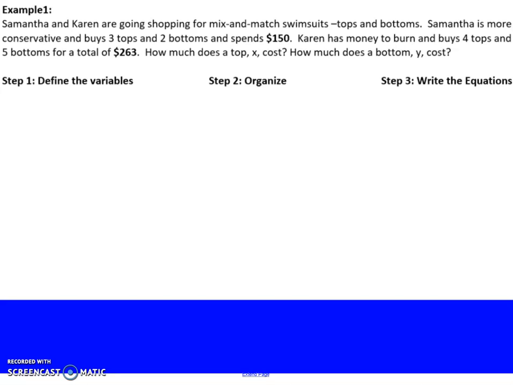Samantha's more conservative and buys 3 tops and 2 bottoms and spends $150. Karen has money to burn and buys 4 tops and 5 bottoms for a total of $263. How much does a top, X, cost? How much does a bottom, Y, cost?